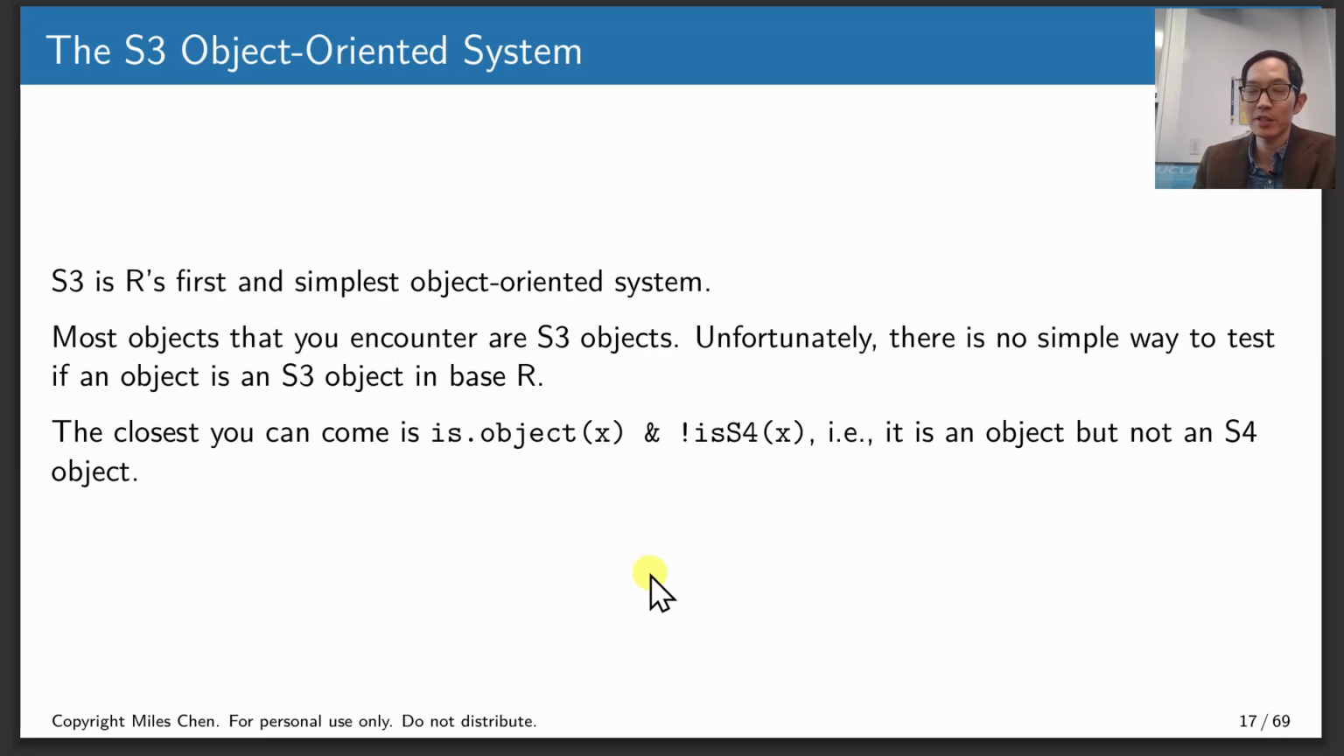So you have to ask, is it an object? And we have a function for is it S4. isS4 needs to come back false. So you have to say, is it an object and is it not S4? And that will be an S3 object.